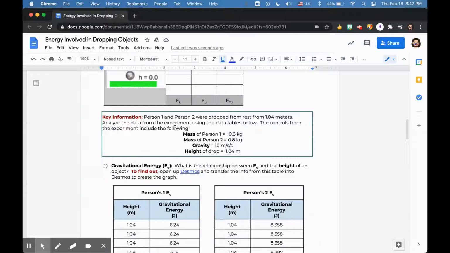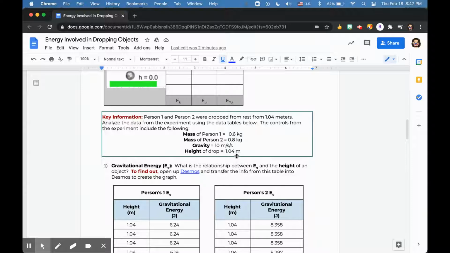Analyze the data from the experiment using the data tables below. The controls from the experiment include the following. Mass of person 1 is 0.6 kilograms. Mass of person 2 is 0.8 kilograms. Gravity is 10 meters per second squared. The height of the drop, once again, is 1.04 meters.